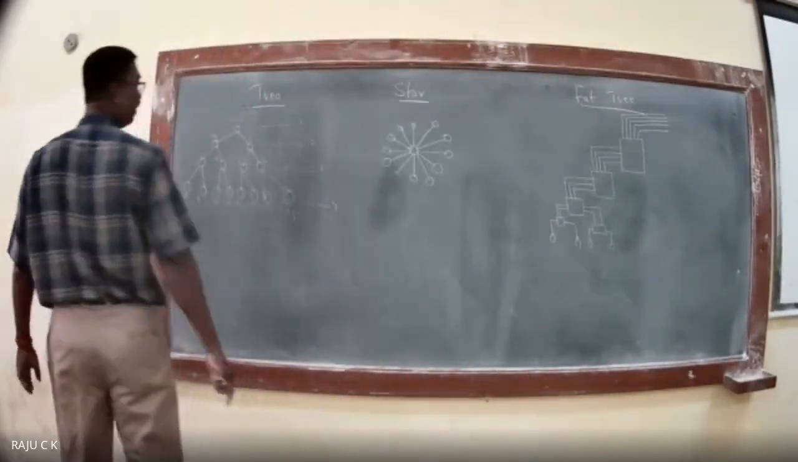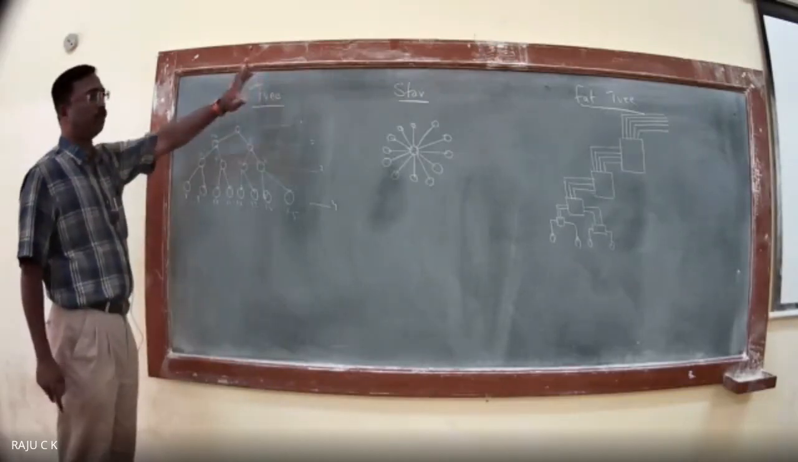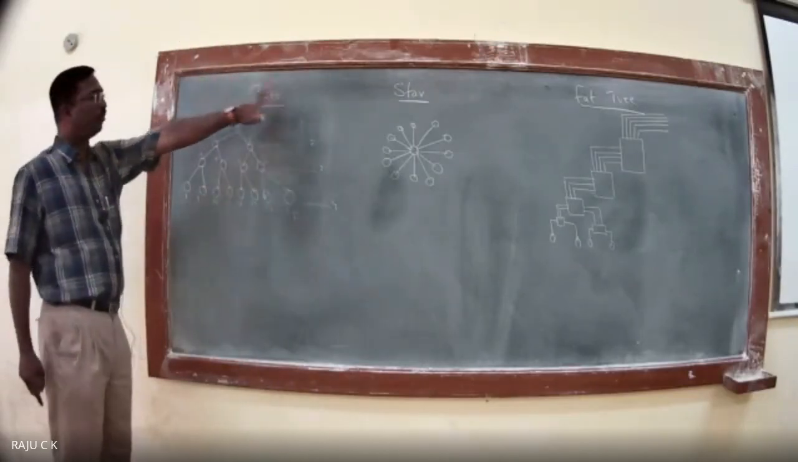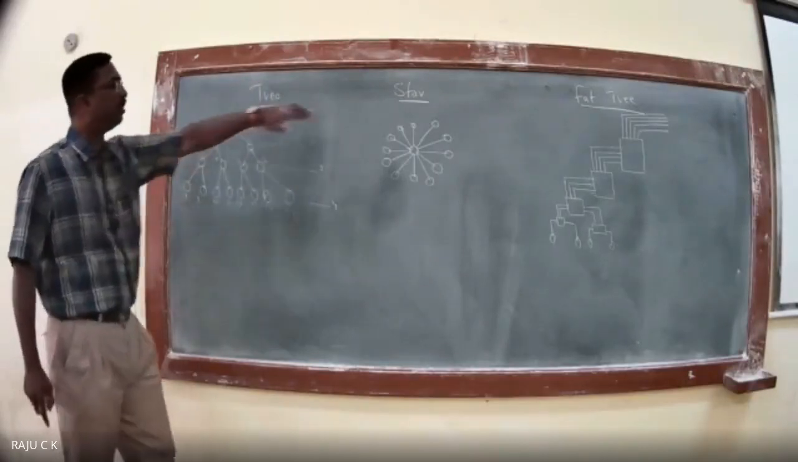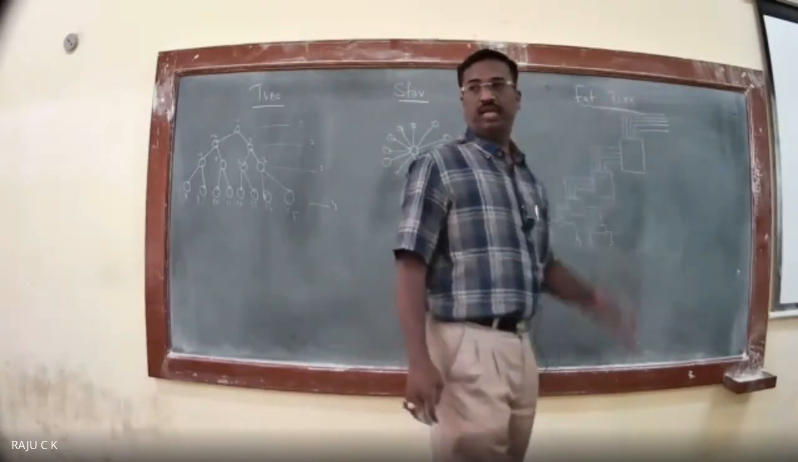The fifth type of network is 1, 2, 3, 4, 5. Then the sixth is called the tree type structure. Then you can go for the star type structure. Then you can go for the fat tree like this.